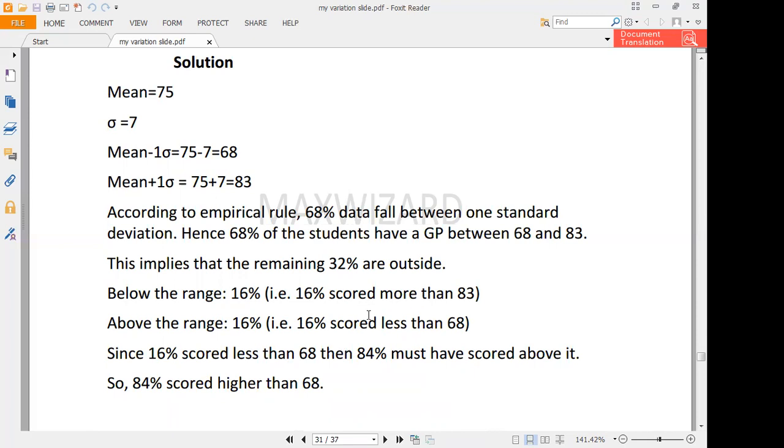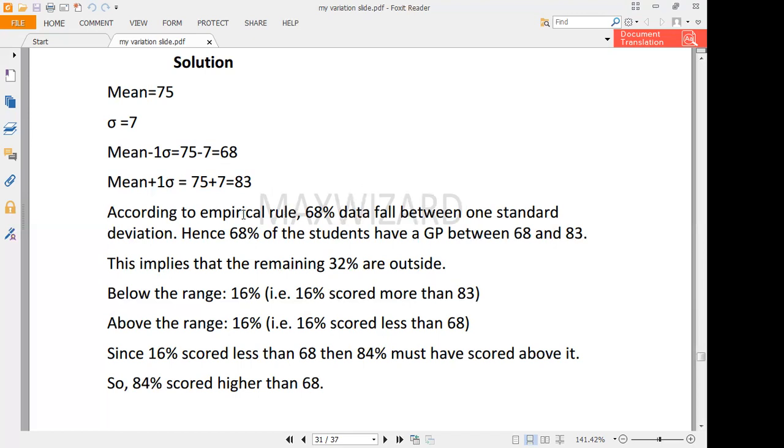The question asks how many of them score higher than 68. Now, let's see how to deal with that. Those people that score below the range means they are going to score below 68, which is the mark that is here. So those people that are going to score above 68 would be those that score between 68 and 83, and those that score above 83.